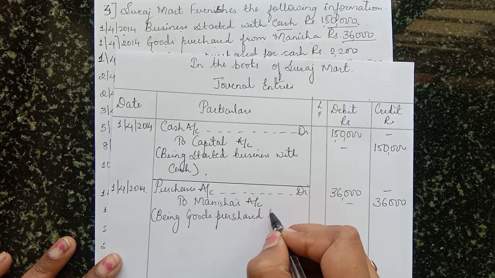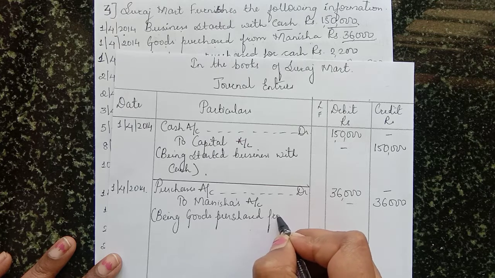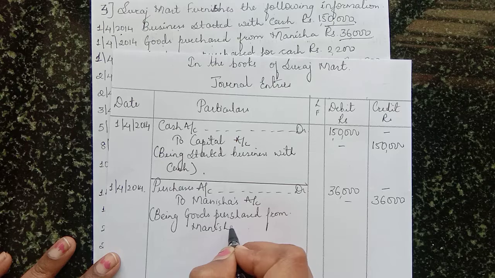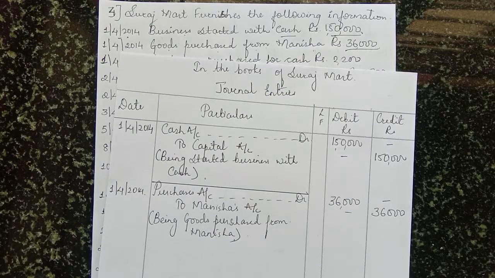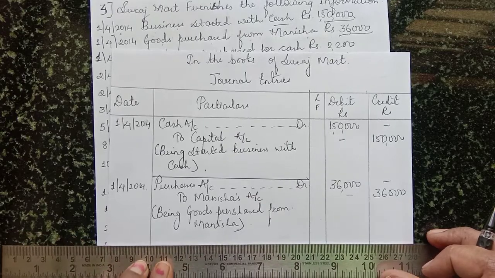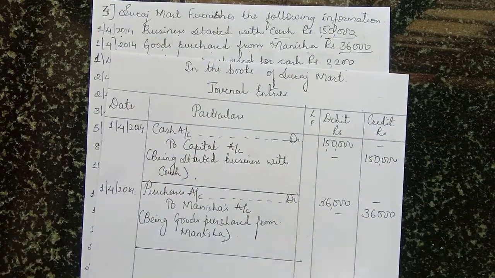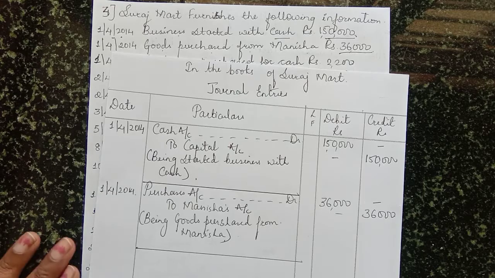purchased from Manisha, right? So we have completed. Leave one line, then draw the line. Okay, now next date. After one date, third transaction date.